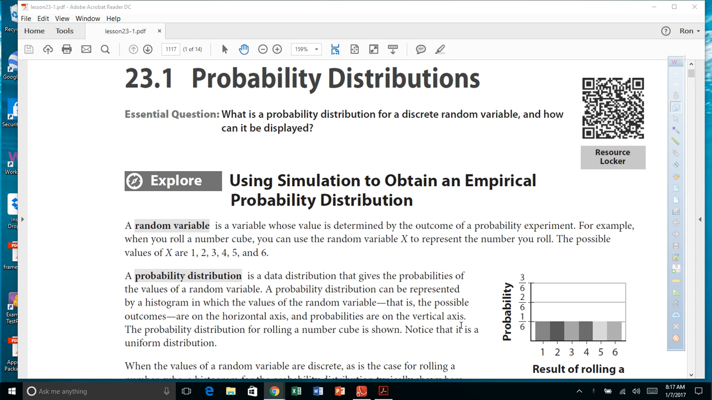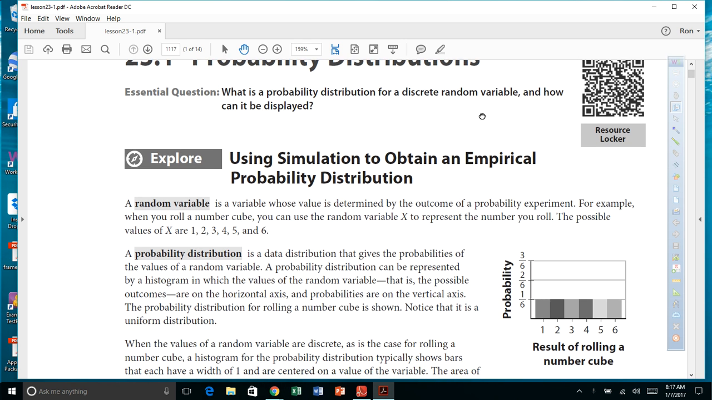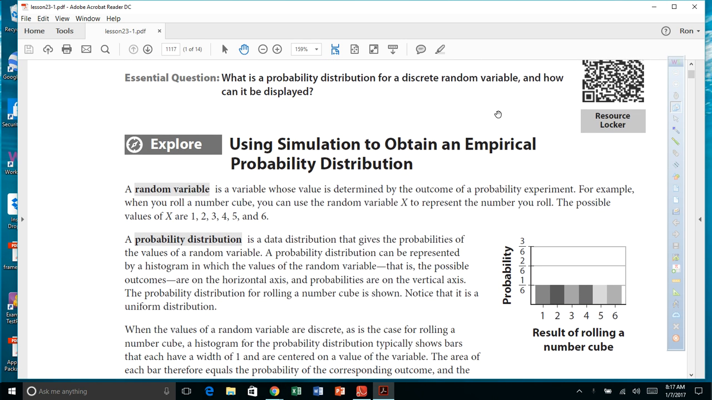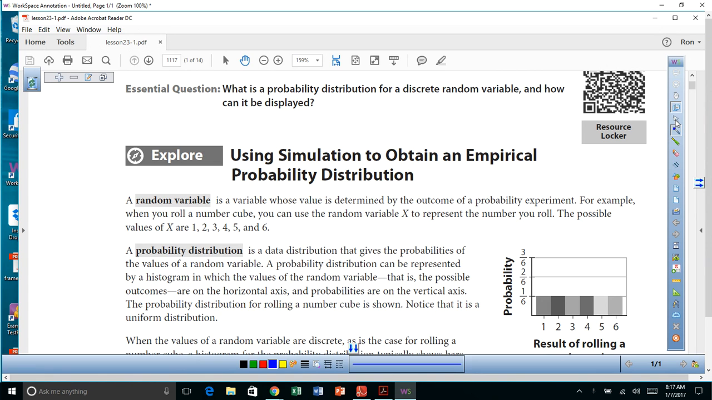Lesson 23.1, Probability Distributions. Essential question: what is a probability distribution for a discrete random variable, and how can it be displayed? Let's see, a probability distribution.